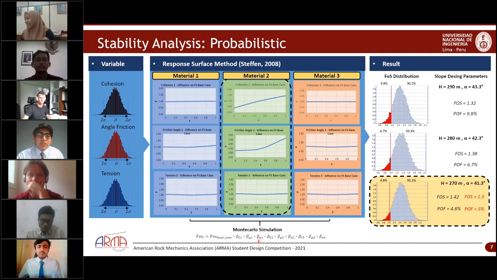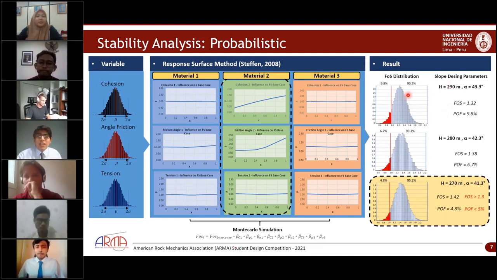And then we use the Monte Carlo sampling technique to run 10,000 iterations and obtained a probability of failure for each height and slope, like this. And so the most appropriate is this, because the probability of failure is 4.8%, which is lower than the maximum allowed.